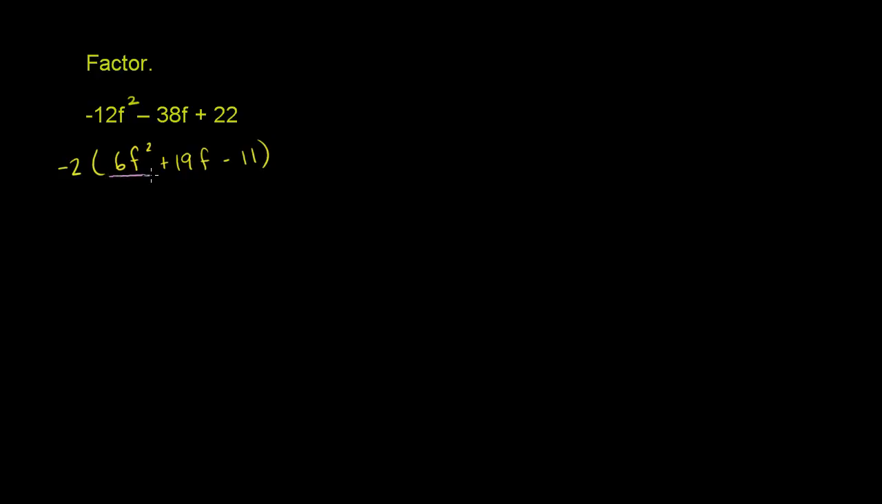We'll just focus on that part right now. And the best way to factor this, since we don't have a 1 as the coefficient on the f squared, is to factor it by grouping. So we need to look for two numbers whose product is 6 times negative 11. So a times b needs to be equal to 6 times negative 11, or negative 66, and a plus b needs to be equal to 19.